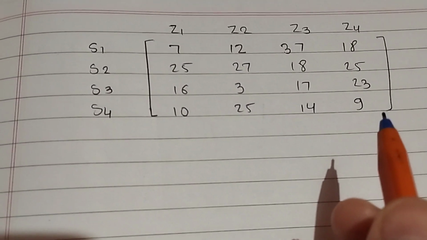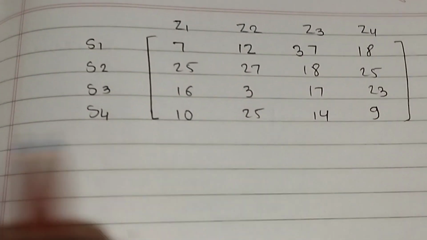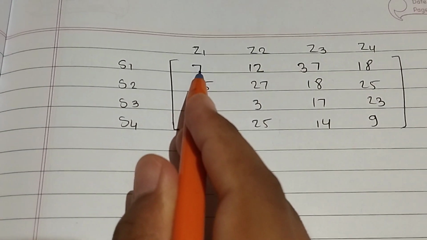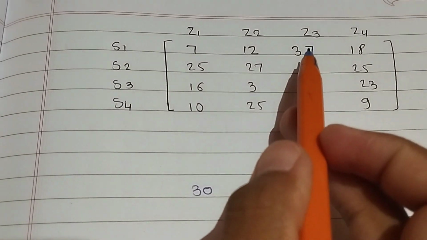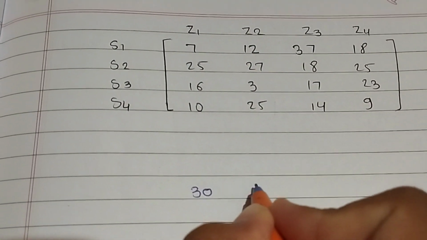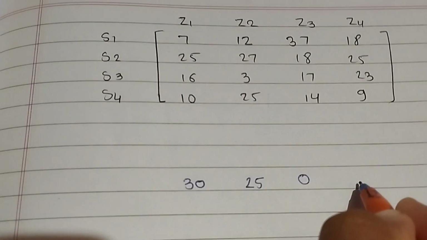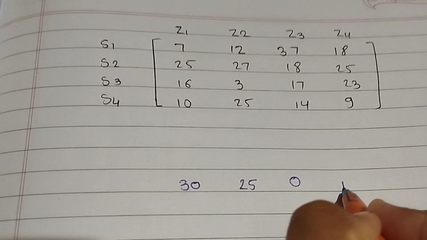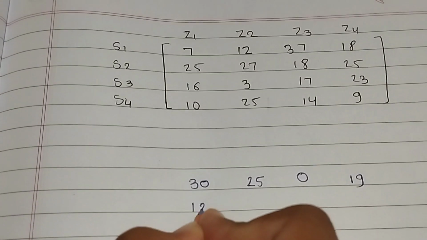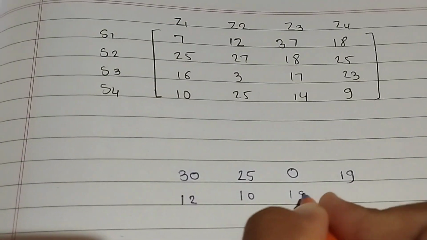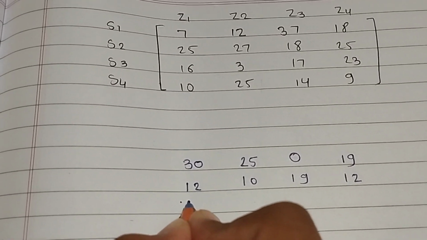The maximum value is 37. Subtract 37 from each element. So 37 minus 7 is 30. 37 minus 12 is 25. 37 minus 37 is 0. 37 minus 18 is 19. Now 37 minus 25 is 12. For each element we subtract from 37.